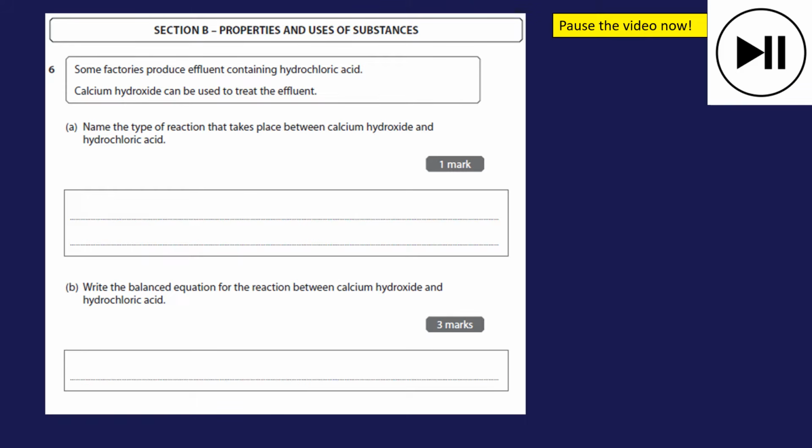Okay, so some factories produce effluent containing hydrochloric acid. Calcium hydroxide can be used to treat the effluent. Yes, it can. I remember revising this. And what does it do? It neutralizes it. There's a chemical reaction. Name the type of reaction. Neutralization, a reaction between an acid and a base. So calcium hydroxide is used to neutralize acidic effluent.